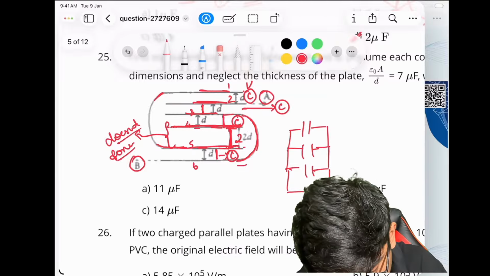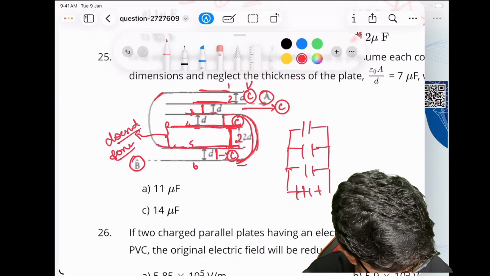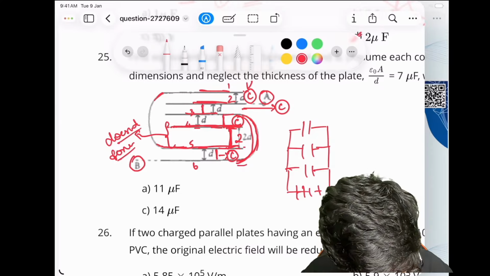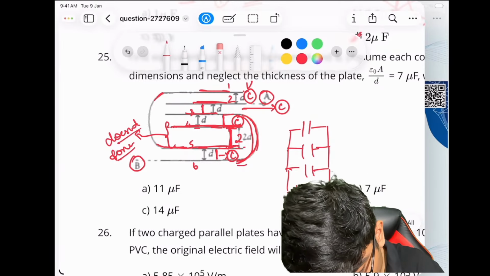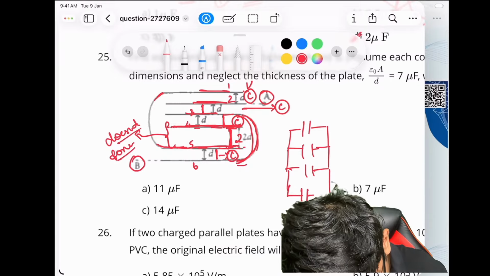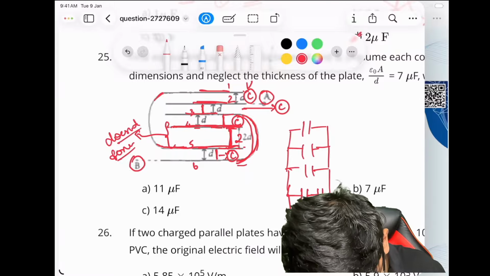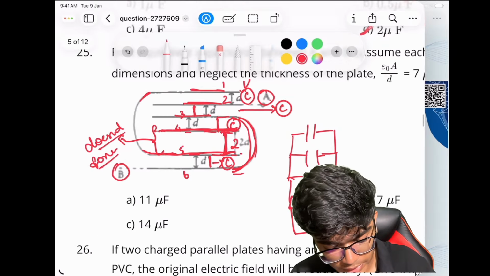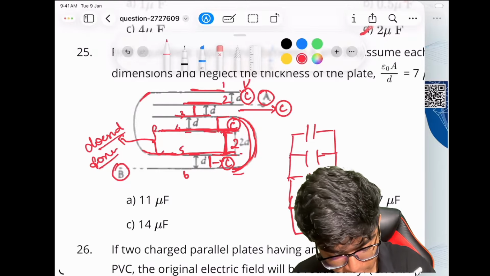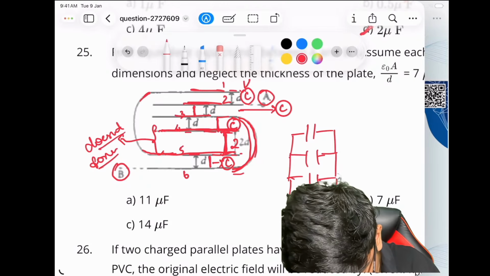Except these two, which are in series. Okay, wait a minute. Then there is another one in parallel. I hope this is clear. Now the first one, I said this doesn't form a capacitor, but I'm wrong. It does form a capacitor. If you look at the structure here, you can see it.